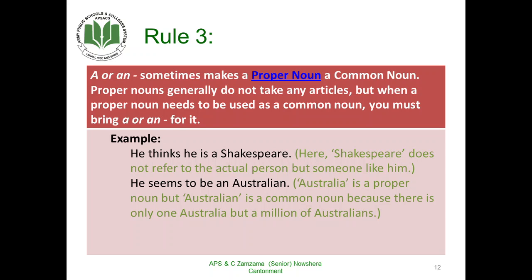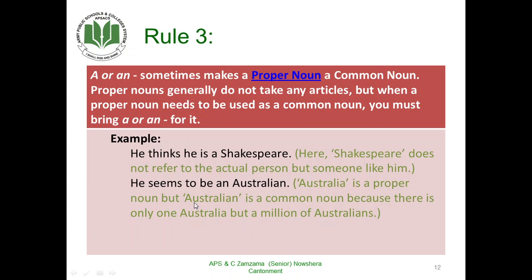Now rule number 3: "a" or "an" sometimes make a proper noun a common noun. We do not need to use it with a proper noun, but sometimes it is used to change a proper noun into a common noun. Proper nouns generally do not take any articles, but when a proper noun needs to be used as a common noun, you must bring "a" or "an" for it. For example, "He thinks he's a Shakespeare." Here Shakespeare is a proper noun, but it does not refer to the actual person, but someone like him.